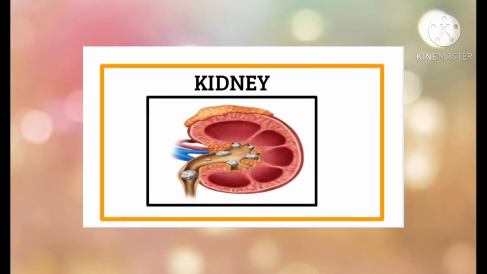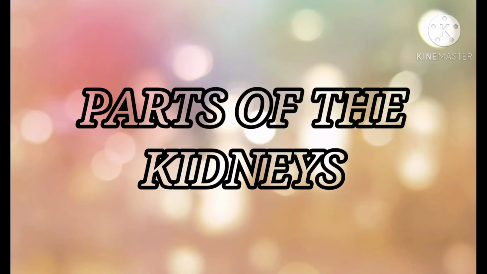Kidneys are one of a pair of organs located on the right and left side of the abdomen. Kidneys remove waste products from the blood and produce urine. As blood flows through, the kidneys filter waste products, chemicals, and unneeded water from the blood. Parts of the kidneys.